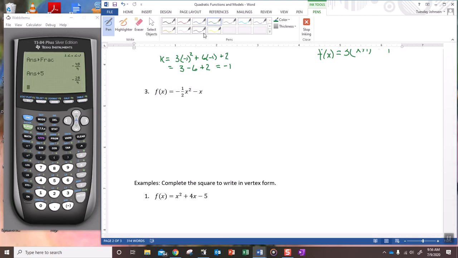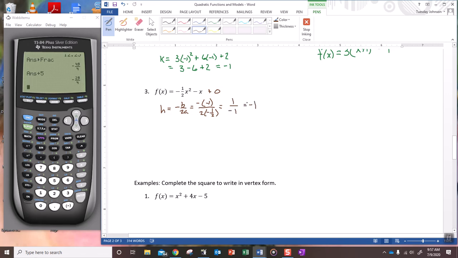Let's make this one in purple. So the vertex form, notice my C value is 0. That is not purple, that is brown. Yes, I do know my colors. So my H value, negative b over 2a. B is a negative 1, so negative negative 1 over 2 times a negative 1/2. Negative negative 1 is a positive 1. 2 times a half is 1, negative.